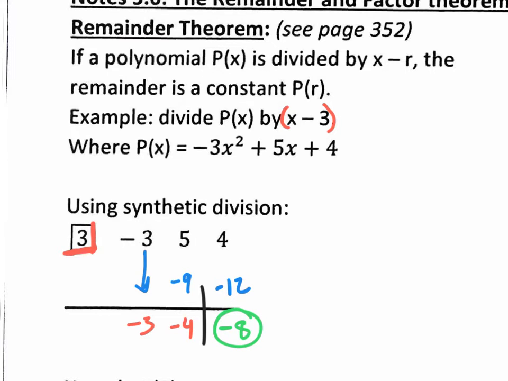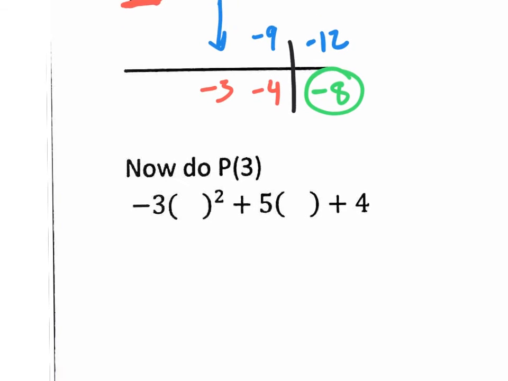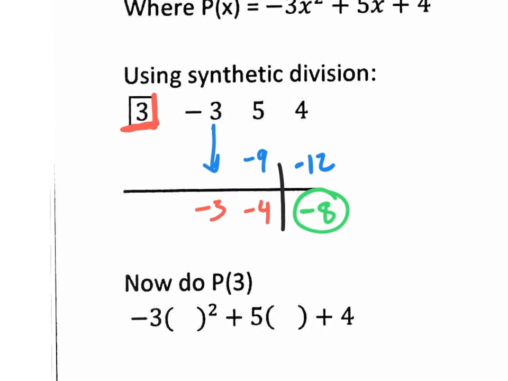When we divide this p of x function, negative 3x squared plus 5x plus 4, by the binomial x minus 3, we get a remainder of negative 8. If we were to do long division, we would see that the remainder is negative 8, right? This last number is the remainder. Now, let's compare that to actually taking the answer 3 and substituting it into our function.